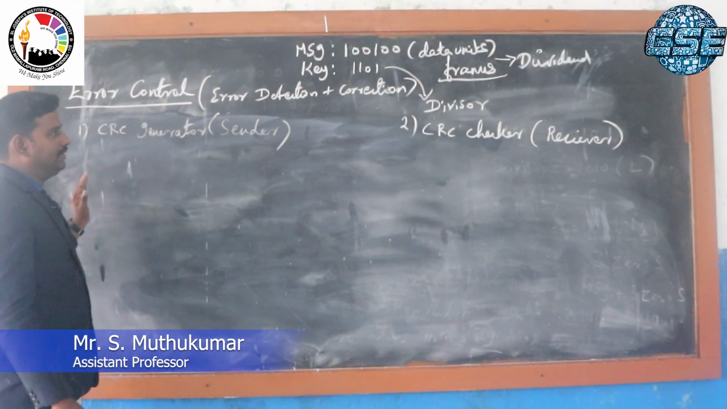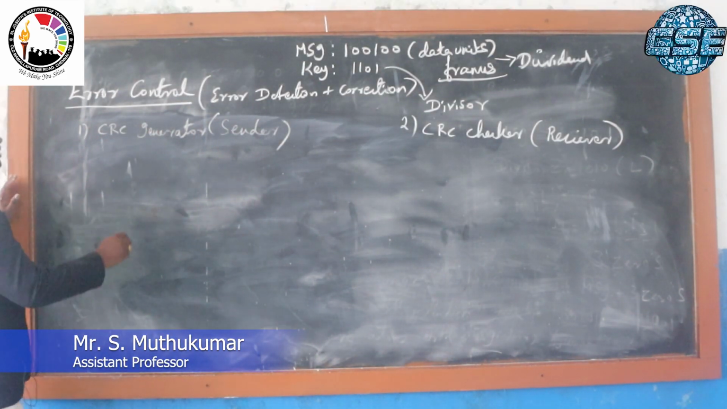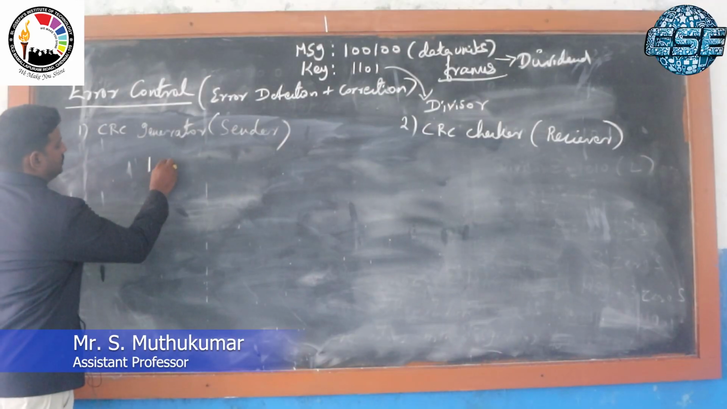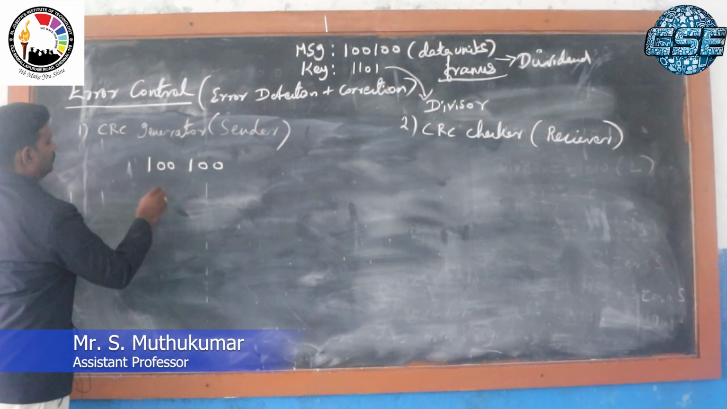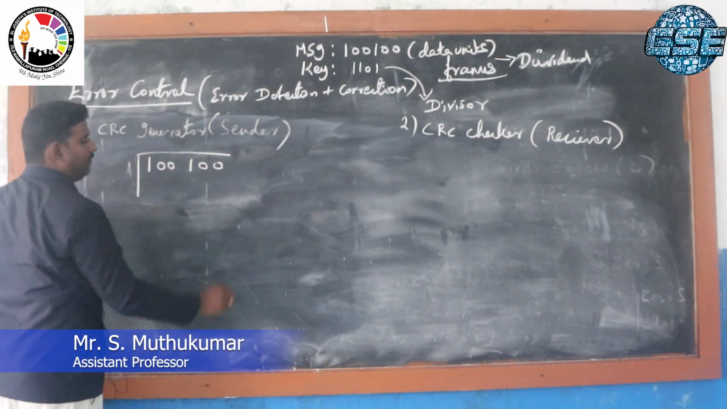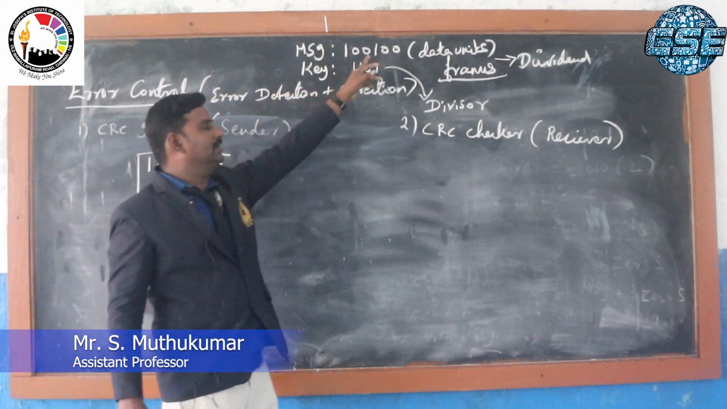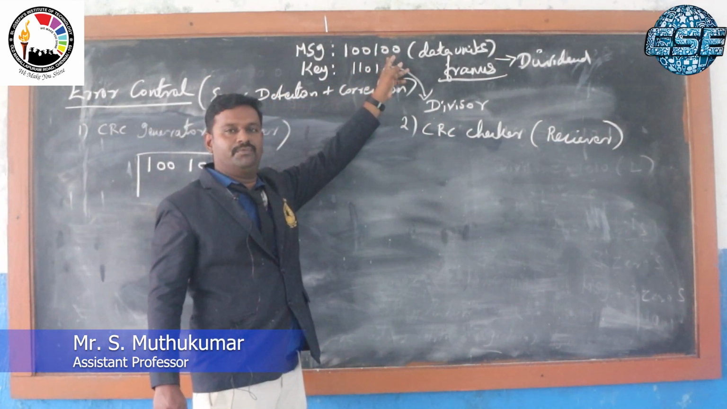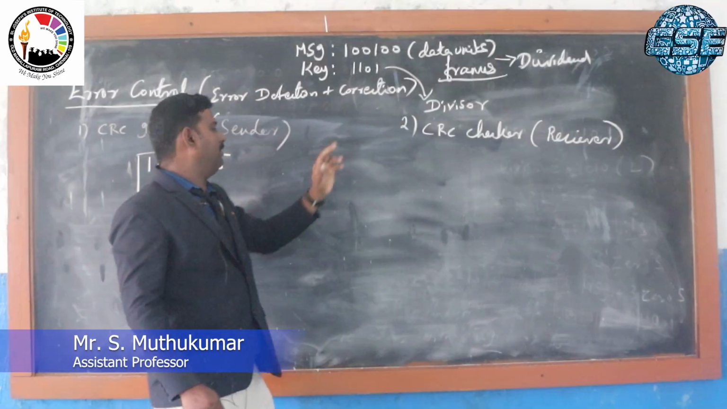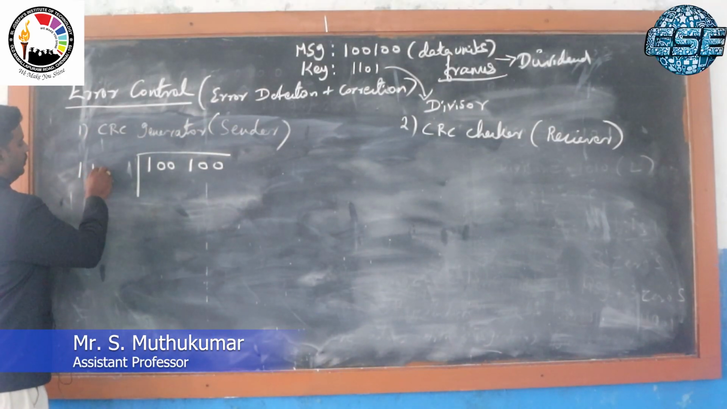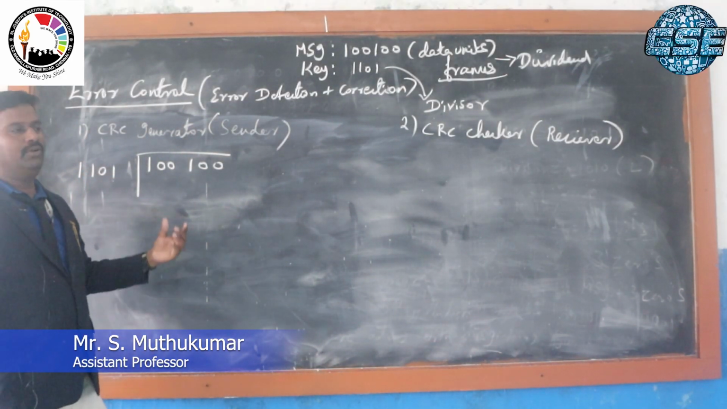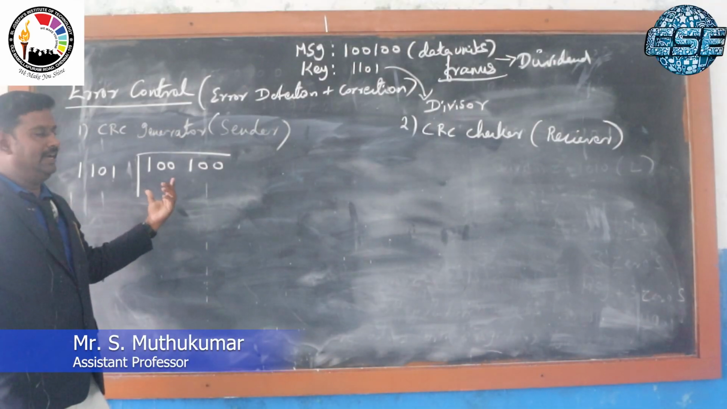So we are going to take the data unit, which is 1000. This is your dividend. The dividend is the given data unit; any number of bits can be given. Take the divisor 1101. So we have to find the binary division.